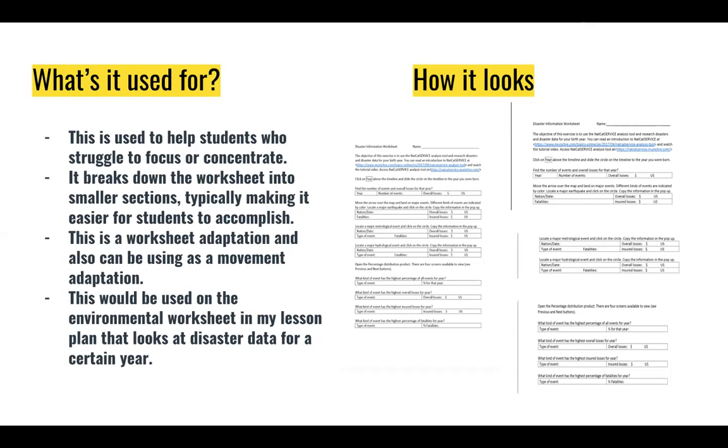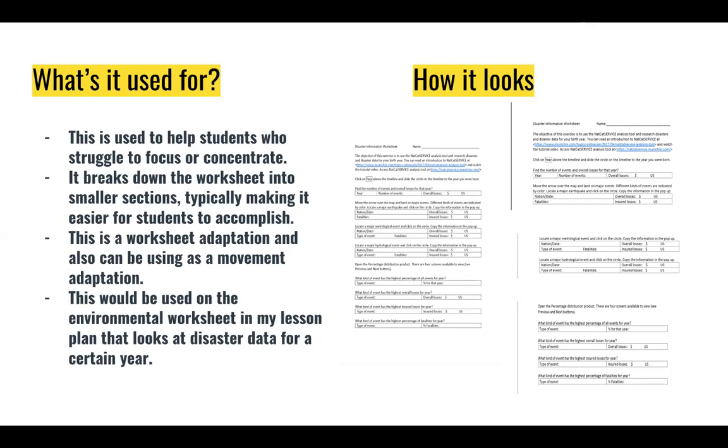And then they will look at natural disaster events during the year that they were born, and fill in the data. So one of the example questions, the first question, is to find the number of events and overall losses for that year. So for me, I would look at 1997, the number of events, 5,000, overall losses in US dollars, 7 million. And then the next question directs you to what to do next.